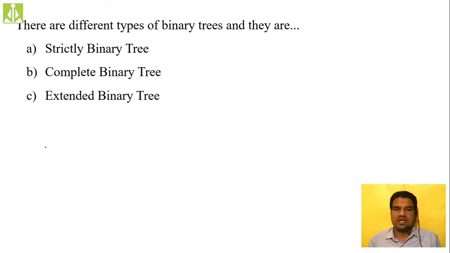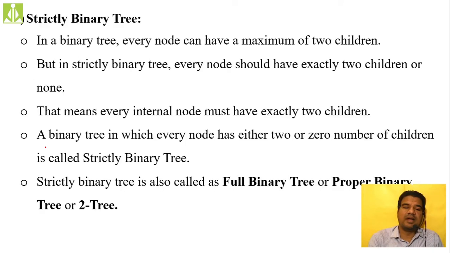Then there are 3 different types of binary trees. This binary tree is further categorized into 3 different types. The first one is strictly binary tree, the second is complete binary tree, and the third is extended binary tree. So first, strictly binary tree.